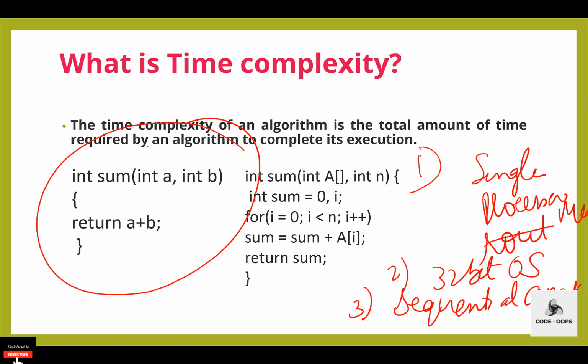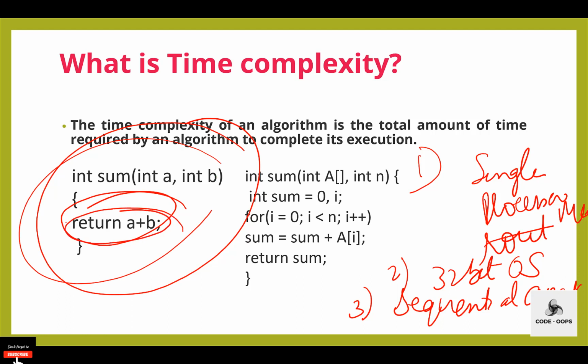First of all, int sum(int a, int b) is the function that returns a plus b. This code requires 1 unit of time to calculate a plus b and 1 unit of time to return the value. That means in total it takes 2 units of time to complete its execution, and it does not change based on the input values of a and b. That means for all input values it requires the same amount of time, that is 2 units.